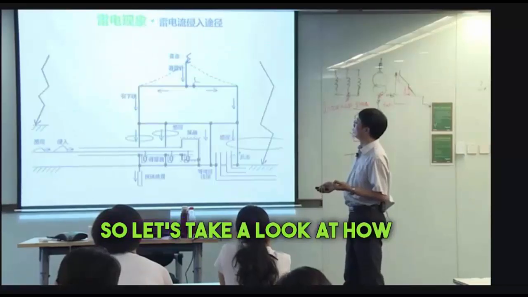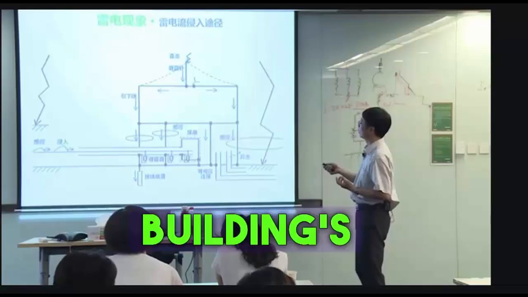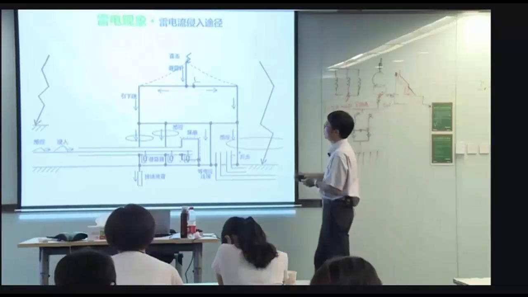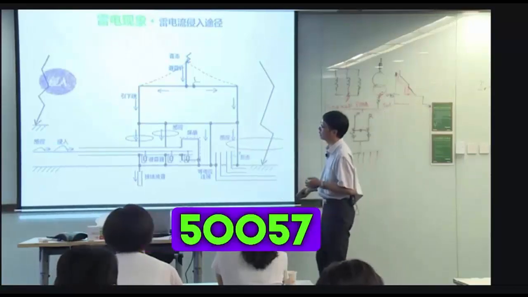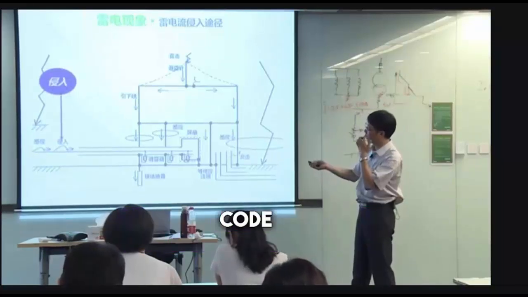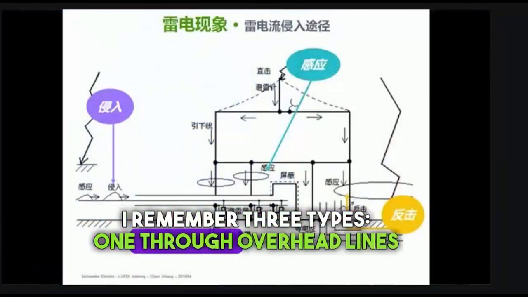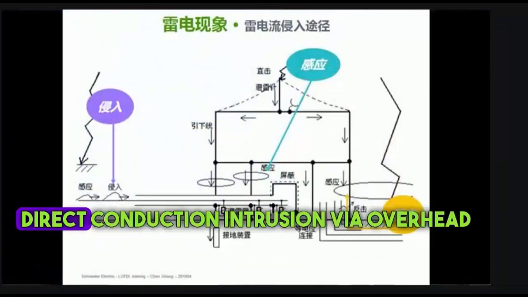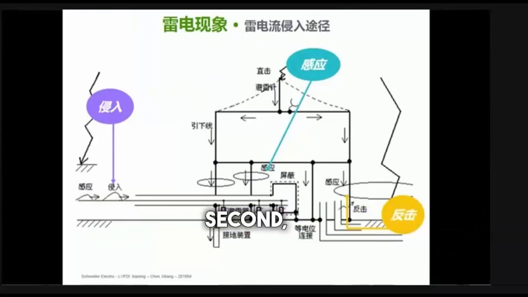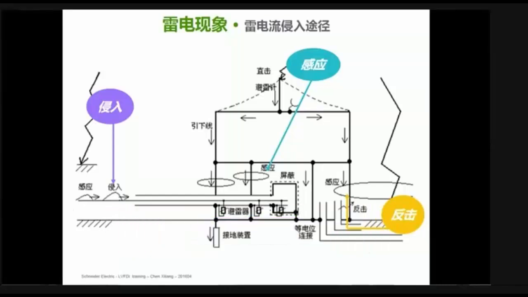So let's take a look at how atmospheric overvoltage from discharge intrudes into our building's interior. This is in our standard 50057, the Building Lightning Protection Design Code. There's a diagram. I remember 3 types. First, through overhead lines, direct conduction intrusion via overhead lines. Second, through the building's lightning protection during the ground discharge process.